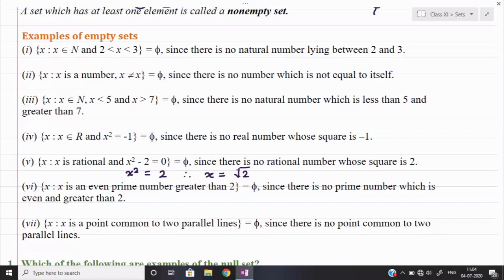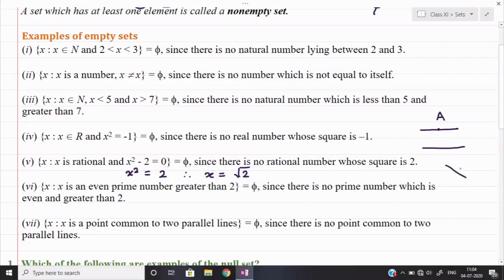Let us see the last example. In that they are saying x is a point common to the two parallel lines. Suppose that we have given two parallel lines. Okay, this is my first line and this is my second line. Now tell me, do we have any common point between both of them? If a point lies on one line, it cannot lie on the other line because both are parallel.